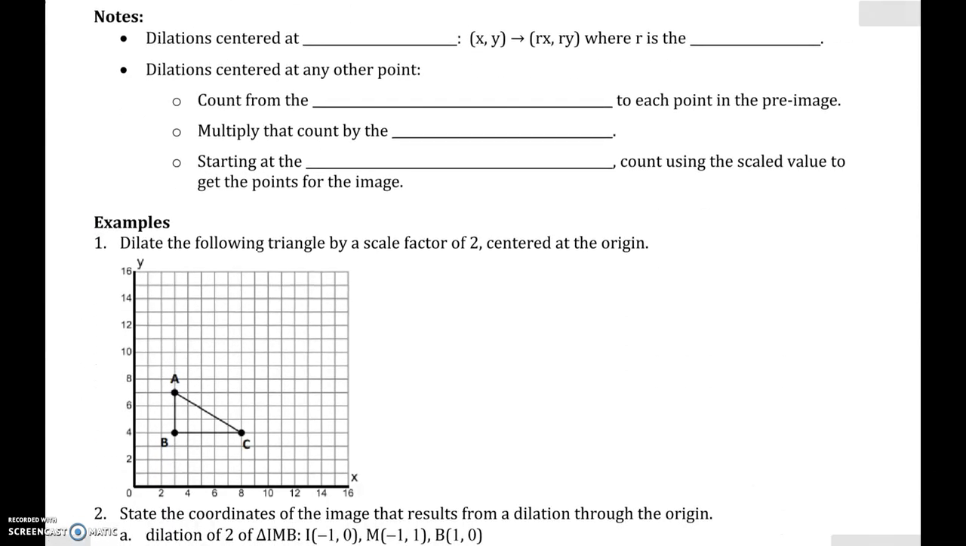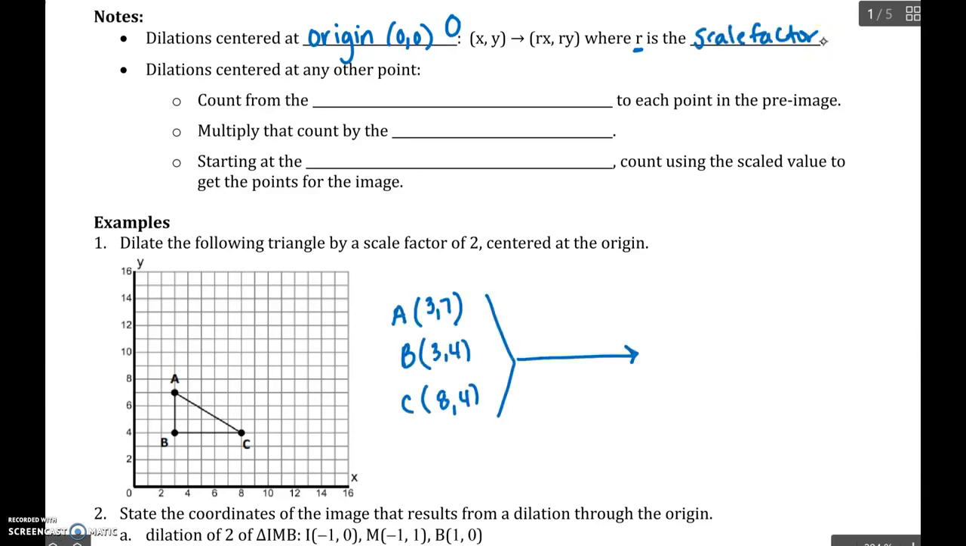notes. So first off, dilations centered at the origin, where they'll often use a capital O, are going to take your points x and y and turn them into r times x and r times y. R is the scale factor. So basically, we're just multiplying the coordinates by the scale factor. And again, this only works when your dilation is centered at the origin.